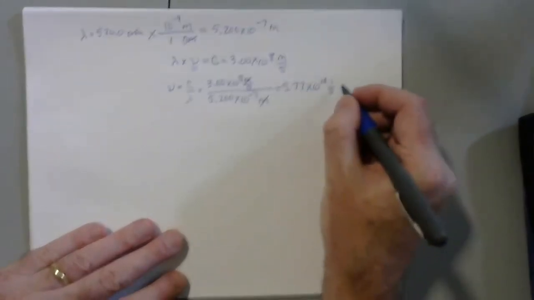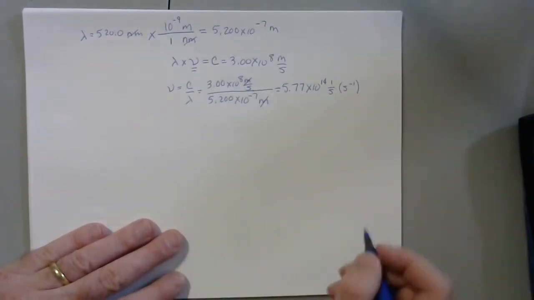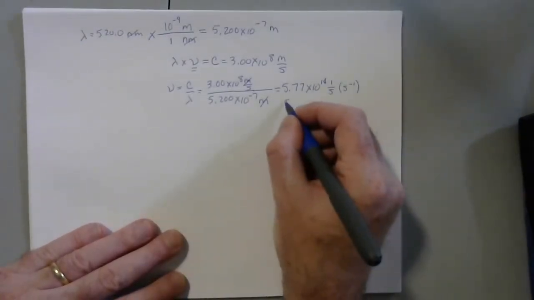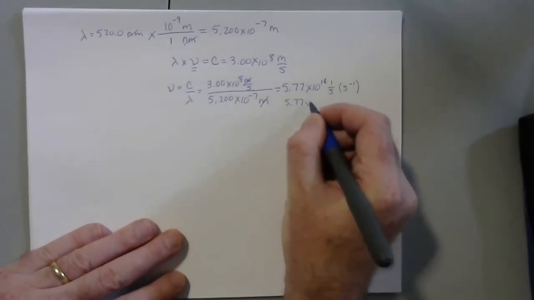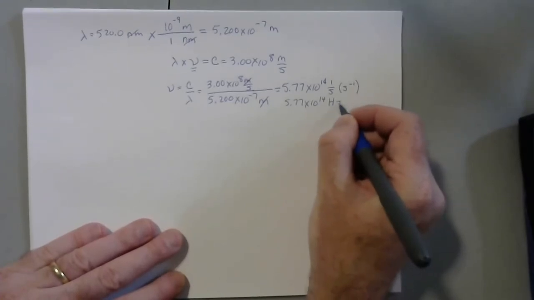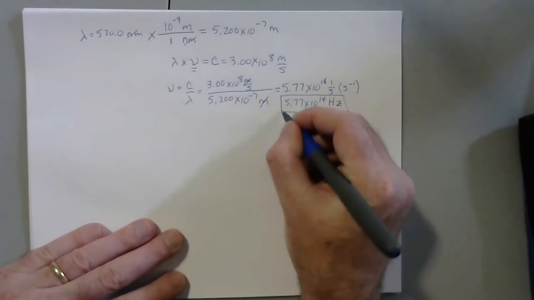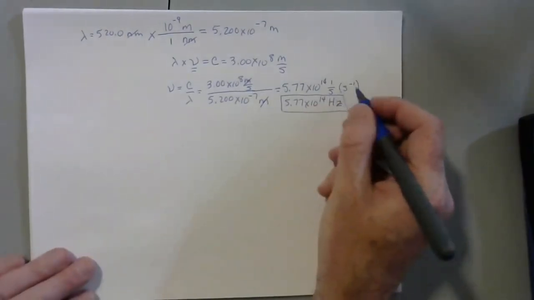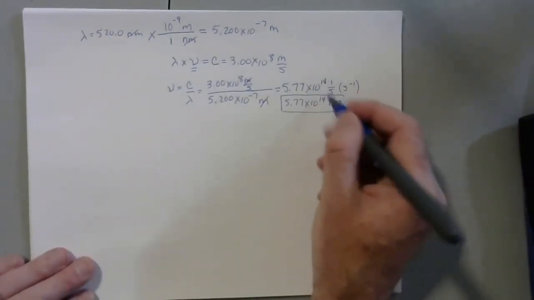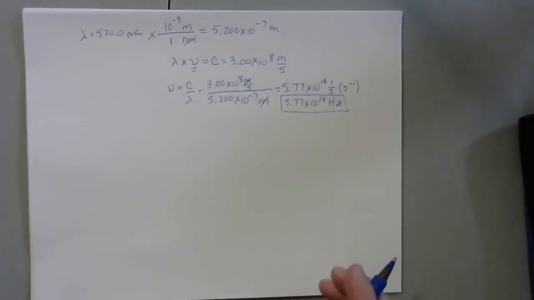Sometimes that will be given as seconds to the minus 1 power. Anytime you see something to the minus 1 power, that means it's in the denominator, and that would be the equivalent of saying 5.77 times 10 to the 14th hertz. And so that would be your answer. But sometimes it is better to leave it in seconds like that so that you can see the units cancel a little bit more explicitly until you're more familiar with it.